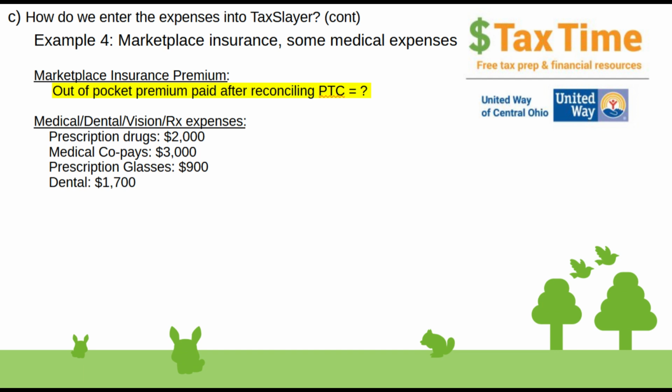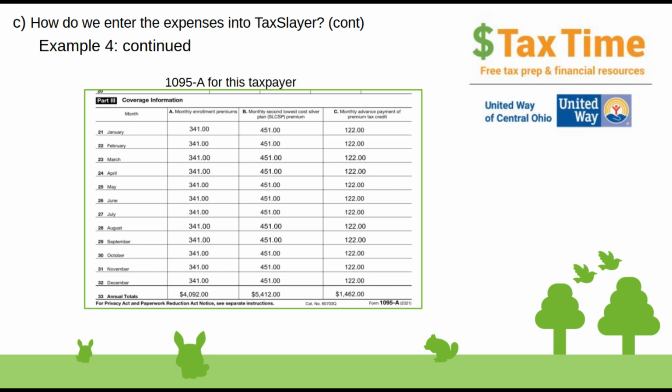But the question is, how much do we actually put here? We need to put the actual out-of-pocket premium that was paid after we reconcile any premium tax credit. So let's look at how to do that. Continuing on with this example, here is a 1095-A I made up for this taxpayer. The numbers aren't so significant. I did create the numbers so that it would come out where this taxpayer got a small refund when everything was reconciled, and we'll see that in the next slide.